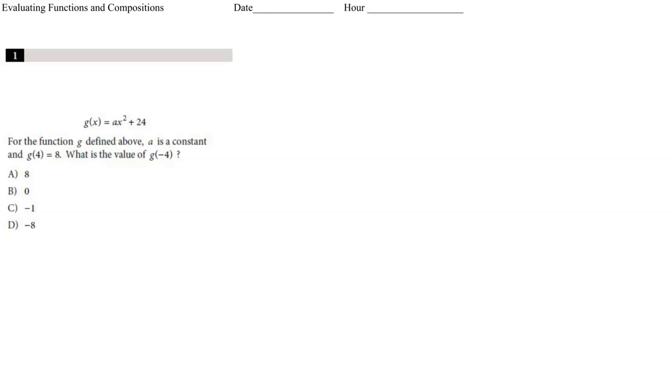All right, number one, function. We have g of x equals ax squared plus 24. For the function g above, a is a constant, so that basically just means it's some number, and g of 4 equals 8. What is the value of g of negative 4?